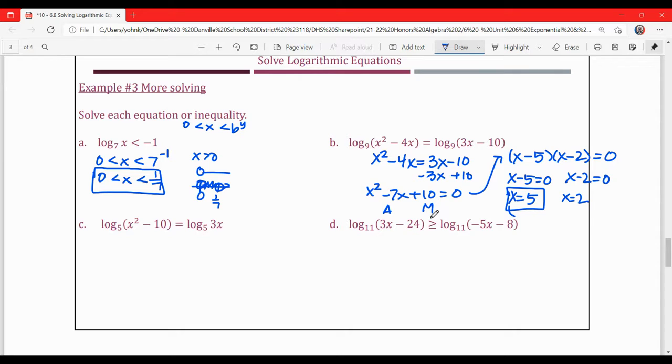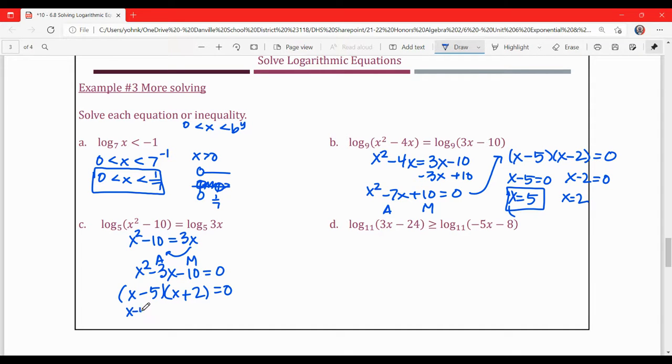All right, if we look at letter C, log base 5 of x squared minus 10 equals log base 5 of 3x. Logs on both sides, equal signs. So I set x squared minus 10 equal to 3x. It's a quadratic, so I'm going to move the 3x to the left side. X squared minus 3x minus 10 equals 0. I can try to factor x and x. Two numbers that add to give me negative 3, but multiply to give me negative 10 would be negative 5 and positive 2.